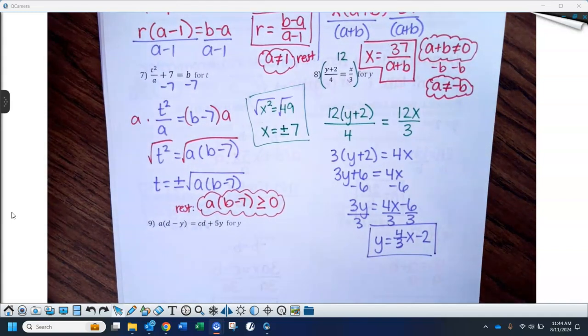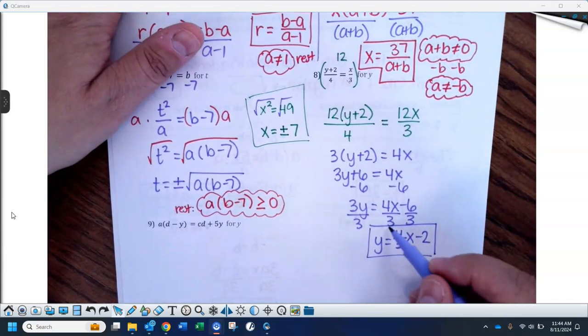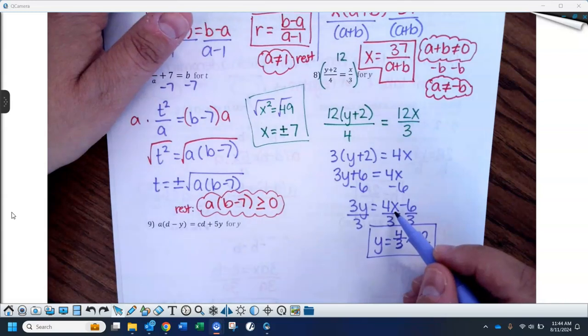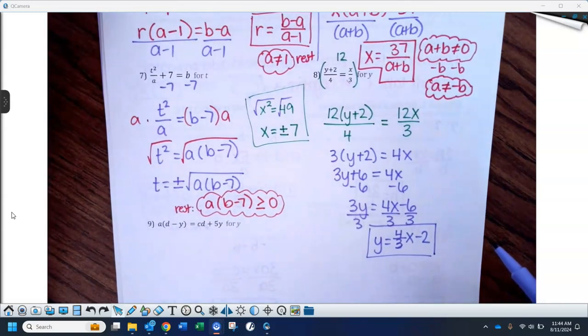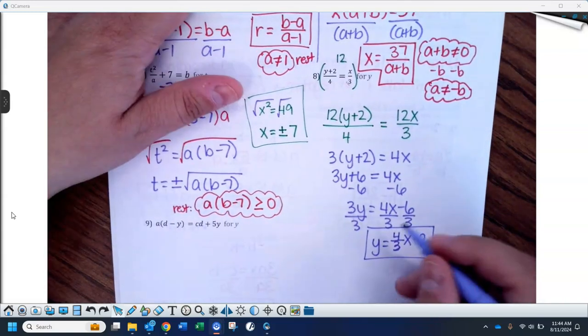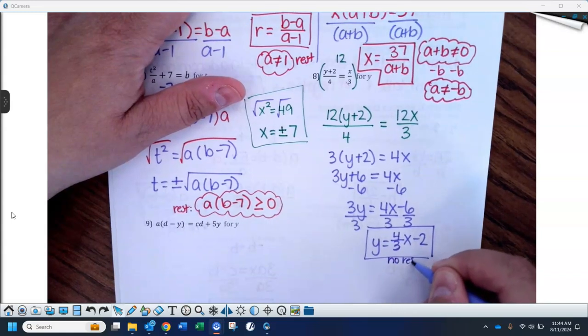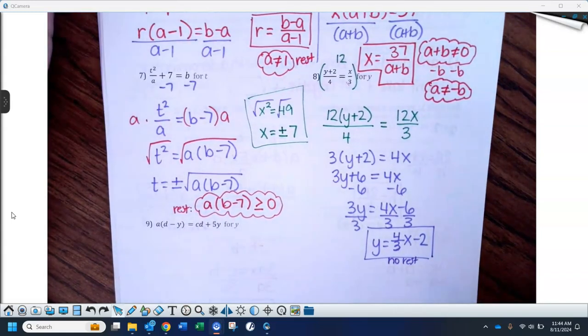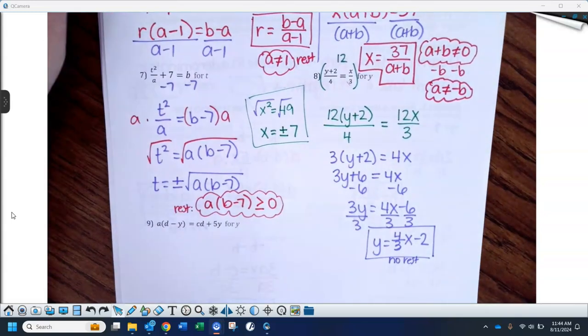There's no restriction here because I don't have any variable in a denominator. This 4/3 is being multiplied by x, or you can think of it looking like this. The x is in the top of that fraction before I simplified that a little bit, but there's no restriction here because you don't have a variable in a denominator. We didn't take a square root.